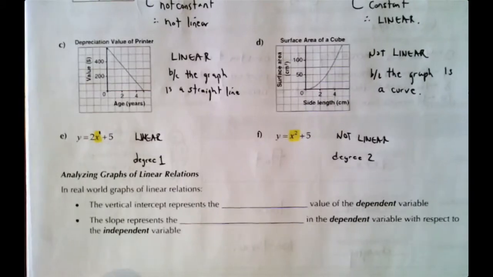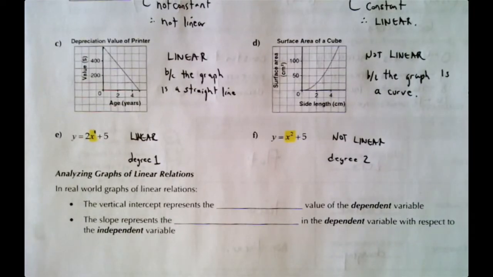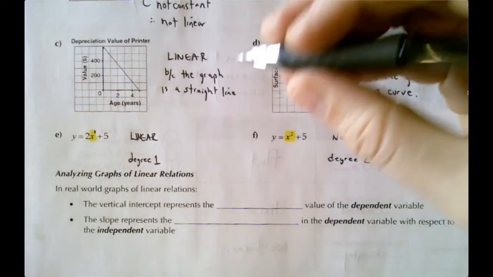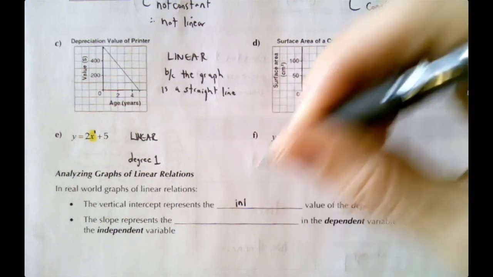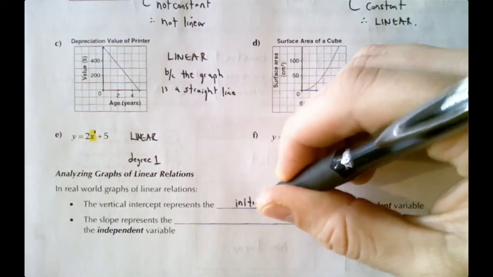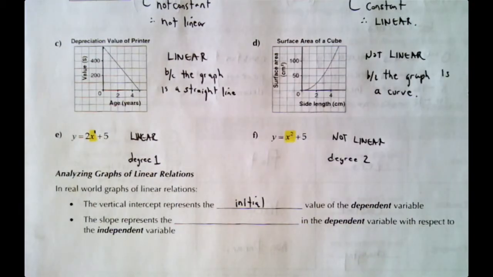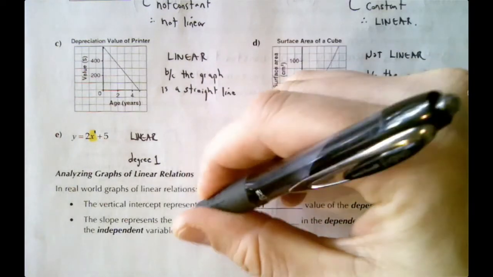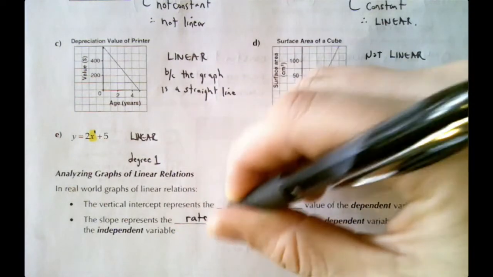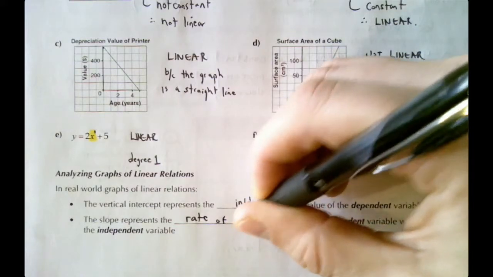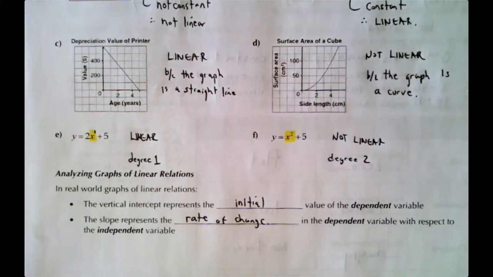When you have a real-world graph of a linear relationship, the vertical intercept is always going to represent the initial value of whatever the dependent variable is, usually the starting amount. The slope will represent the rate of change. So let's flip it over and look at an example.